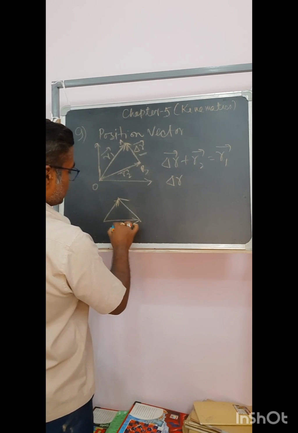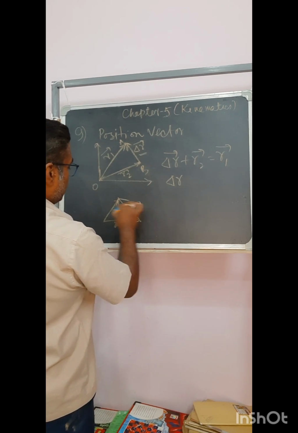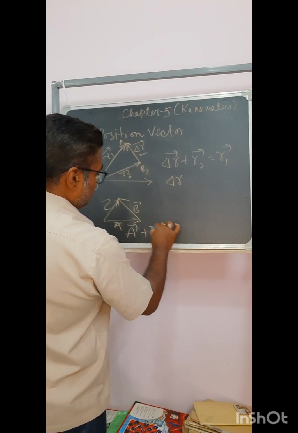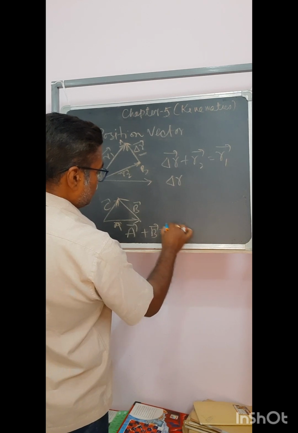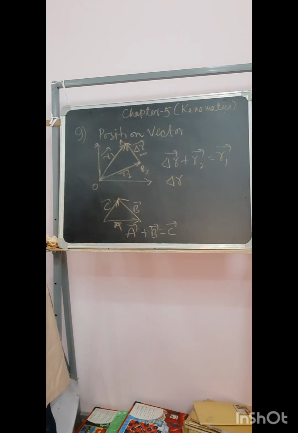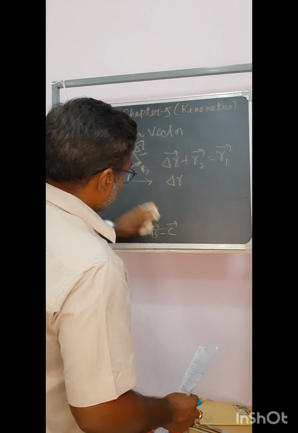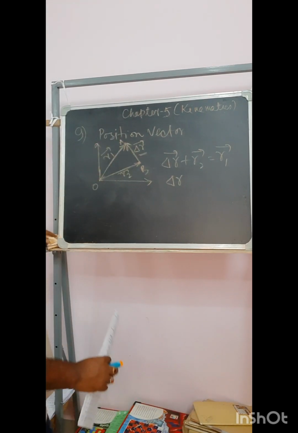That means if it is A vector, this is B vector. If it is C vector, then from the triangle law of vector addition, we can say A plus B is equal to C. So this is the concept. This is the triangle law of addition of vectors.